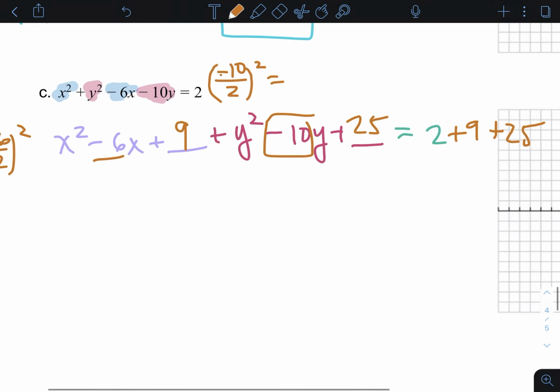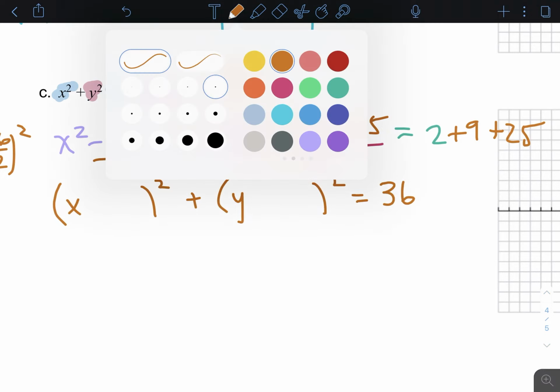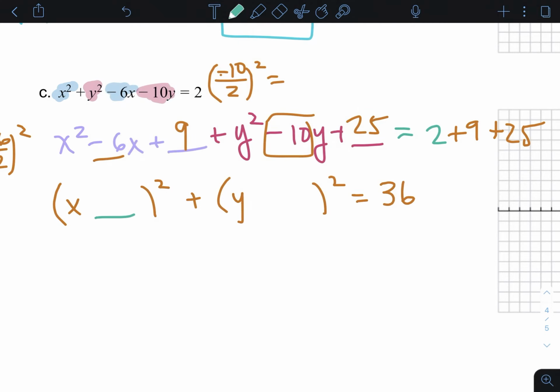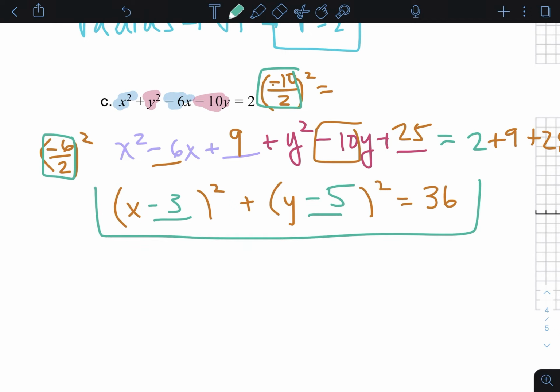So moving forward, we are just going to have to simplify on the right hand side and do our perfect squares on the left hand side. So I know this is going to be x all squared plus y all squared equal to 36. Now I just need to figure out this number here, which easily is just what I had in here. -6 divided by 2 is -3. And then right in here is -10 divided by 2 is -5. And voila, there is our standard form.